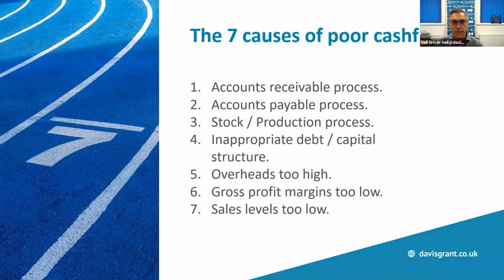The first is your accounts receivable or debtors process. So who do you give credit to? What payment options do you give them? And what do you do if they don't pay? If you could reduce the number of days your debtors take to pay you by 10 days on average, how much extra cash would that put into your bank?